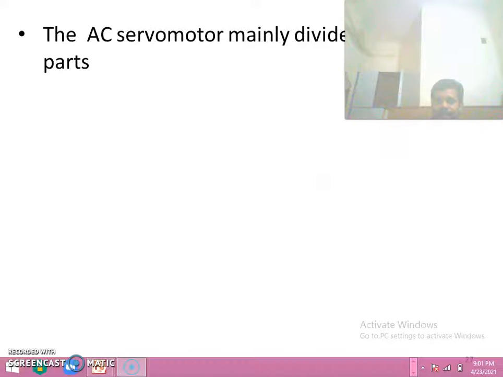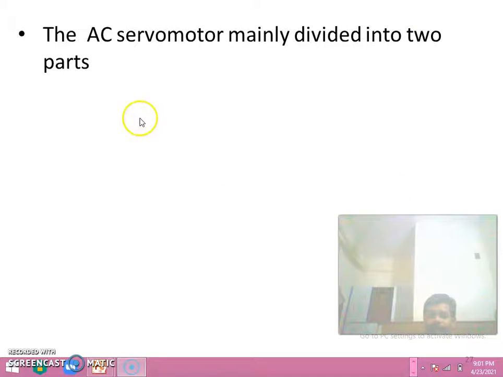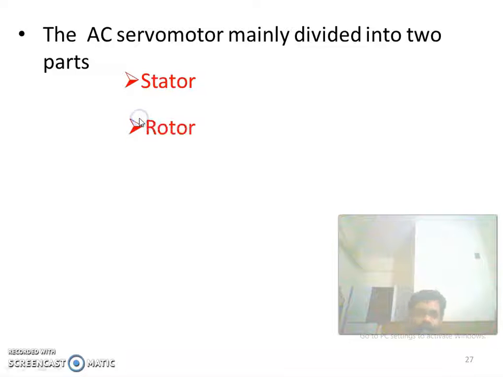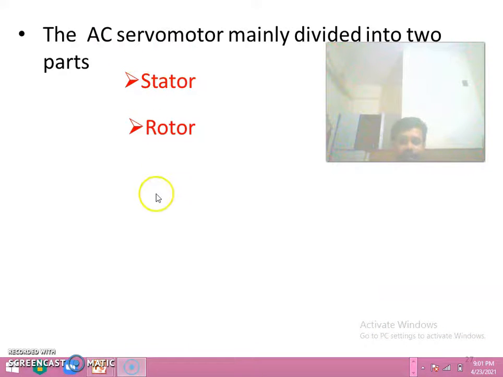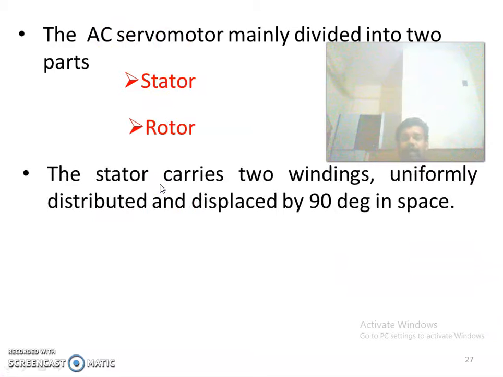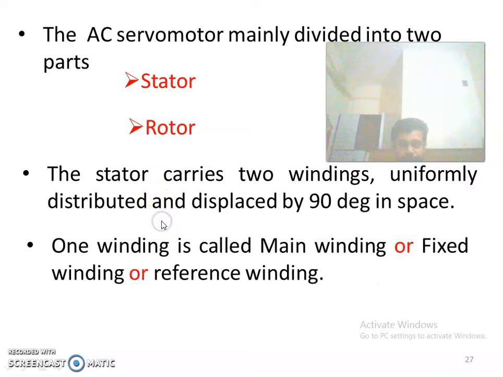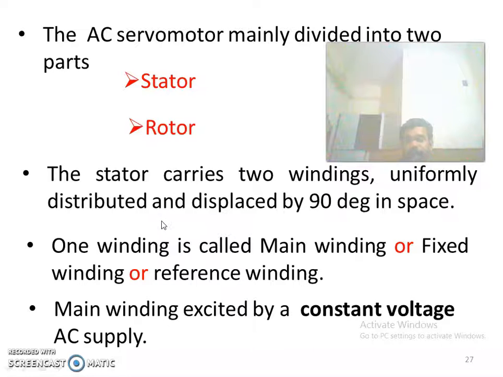Now, the AC servo motor is having two parts. One is the stator, another one is the rotor. The rotating part is called the rotor and the stationary part is called the stator. The stator is having two windings uniformly distributed and displaced by 90 degrees in space. One winding is called the main winding or fixed winding or reference winding. The main winding is excited by a constant voltage AC supply.